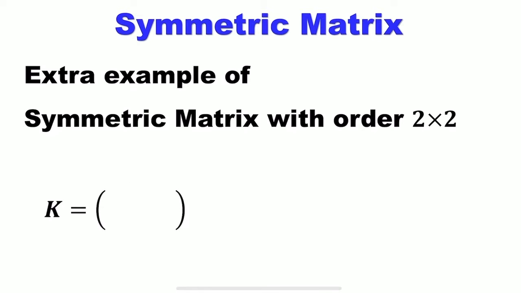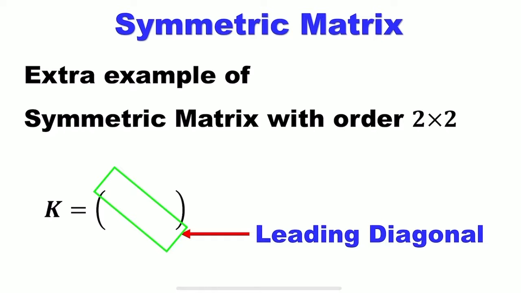Another example, we are given a matrix K. This is our leading diagonal, where the entries of our leading diagonal are 0 and 5. K21, the element in row 2 and column 1, is equal to 4, and this value reflects to K12, which is the element at row 1, column 2.